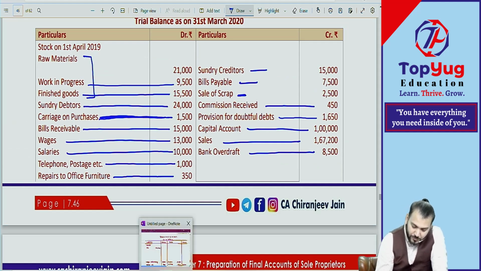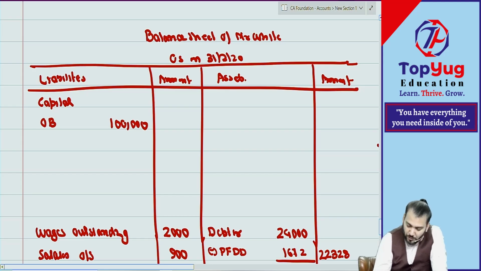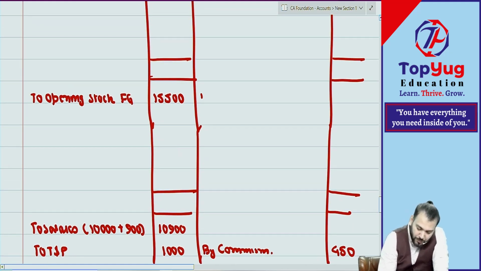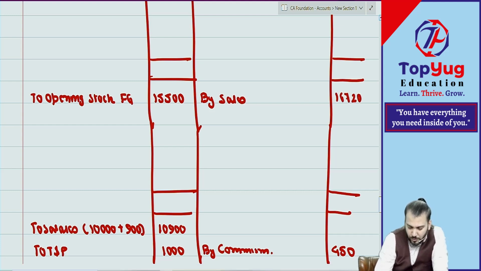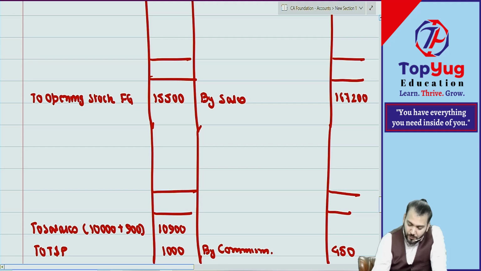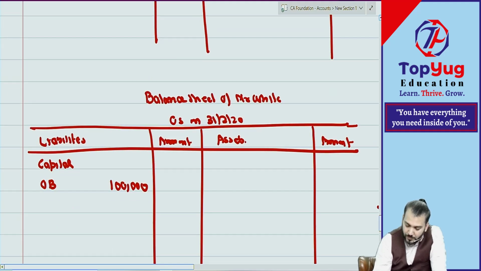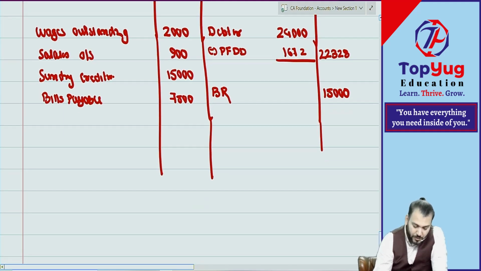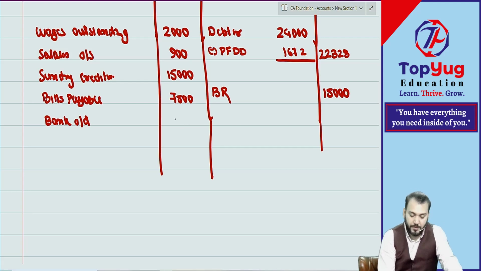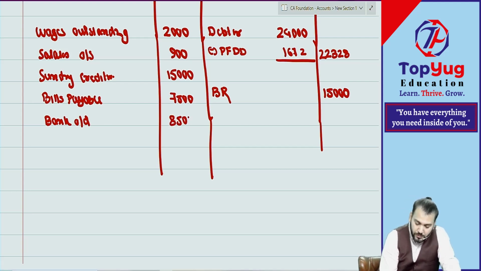Sales. The sales will go to which account? Trading account. Sales how much? 1,67,200. Done. Then bank overdraft will go where? Tell me. Liability side. So bank overdraft how much? 8,500.